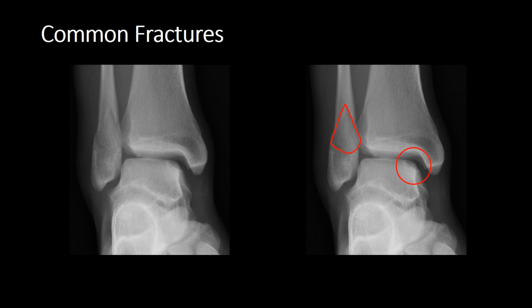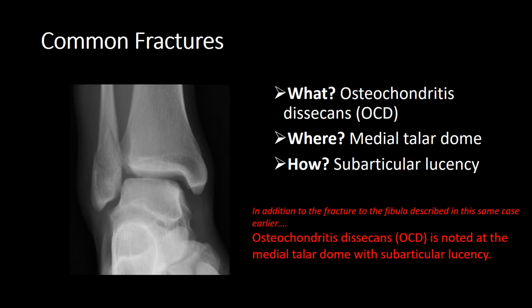It's important that we identify Osteochondritis Dissecans, because what can happen, particularly in this instance, is that you can get an intra-articular body that detaches, so the osteochondral fracture initially detaches and then basically turns into an intra-articular body, and this means that you can get early degenerative changes because the loose body is causing friction within the joint. So what is it? It's osteochondritis dissecans, where it's the medial talar dome, and there's a subarticular lucency.